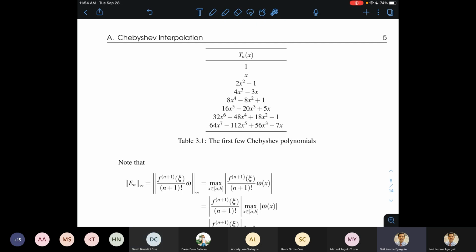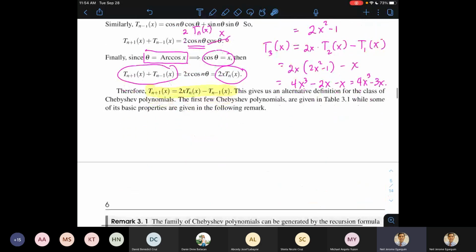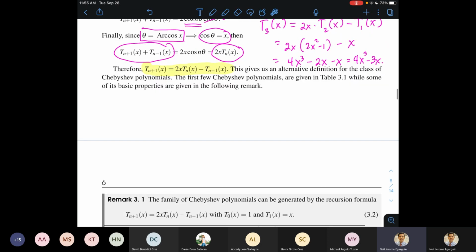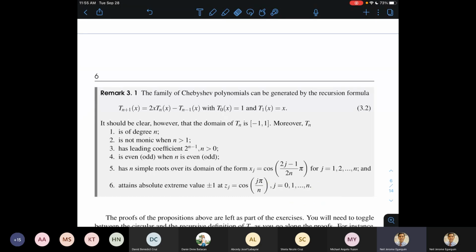So, para saan ba yung Chebyshev polynomials? Well, the promise is, remember our goal? Our goal is to minimize the L infinity norm of omega, yung second factor dun sa error term, by choosing the x-nodes correctly. So, ano yung magandang bagay sa Chebyshev polynomials? Well, we can go through first and investigate some of its properties. And those properties are summarized in remark 1. Okay. Ano sila?